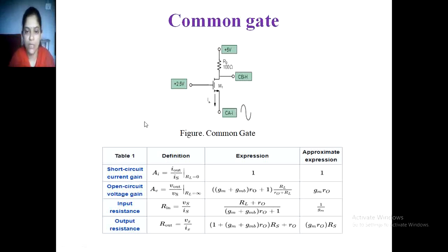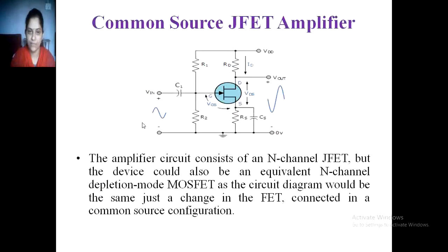The common gate is also used as a voltage buffer, like the common drain. When we compare the common source, common drain and common gate, the common drain is used as a voltage follower, the common gate is also used as a voltage buffer, and the common source is used as an amplifier.